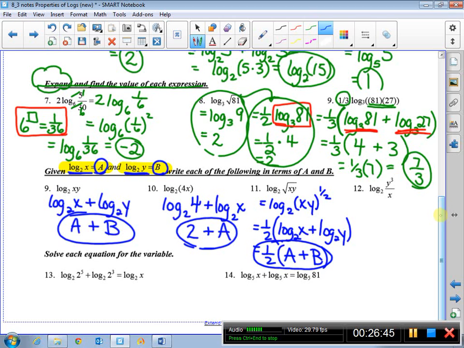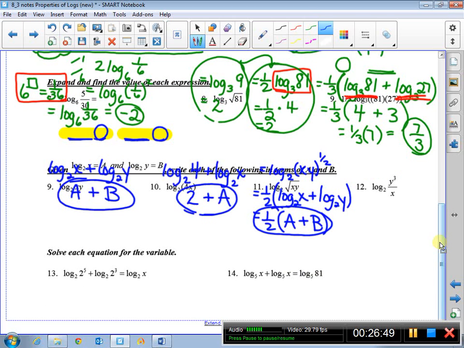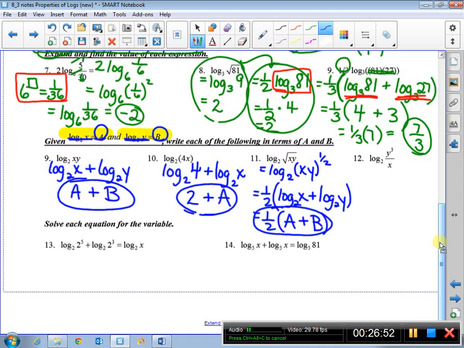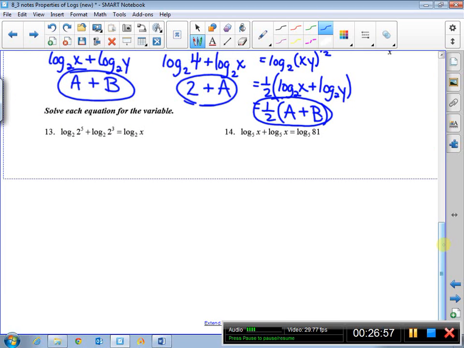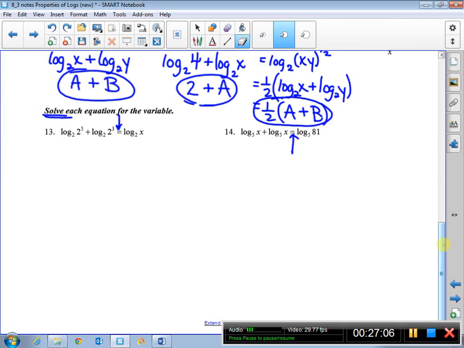And let's leave this one for class, number 12. There we go. And let's finish up down here at the bottom. This one says solve each equation for the variable. So notice you have equal signs, you have equations. So these equations involve properties in that one of the sides needs you to put those terms together. So let's go ahead and do that.